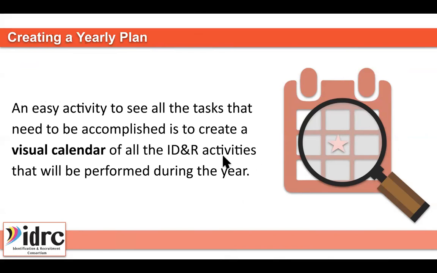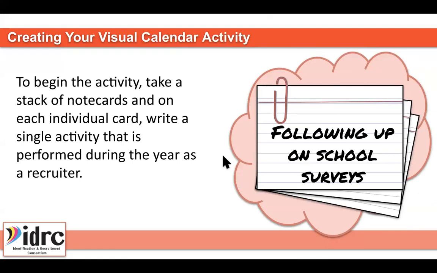To begin this activity, take a stack of note cards and on each individual note card, write a single activity that is performed during the year as a recruiter. And so if you're working on your state ID&R plan, I encourage you to get a whole group of recruiters, get your ID&R team together and do this as a group instead of doing it solely individually.